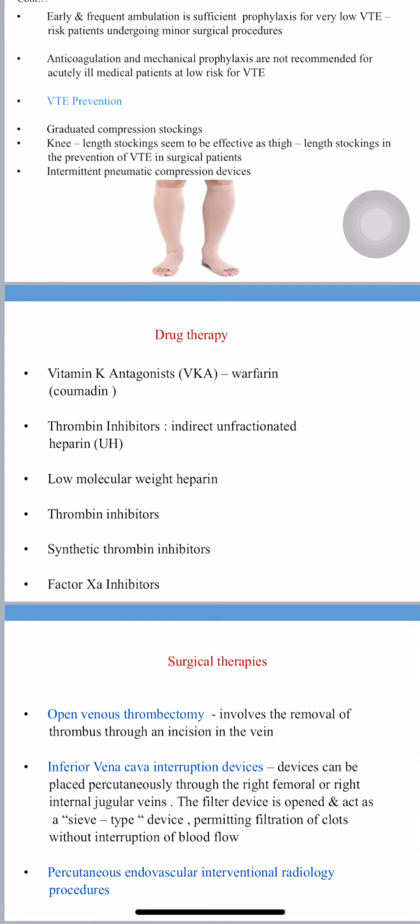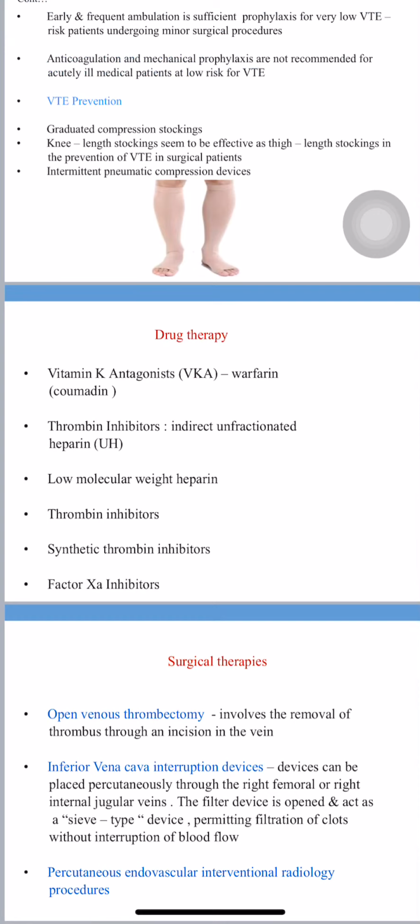Next is factor 10A inhibitors. The factor 10A inhibitors directly or indirectly produce rapid anticoagulation. This includes fondaparinux, apixaban and edoxaban.